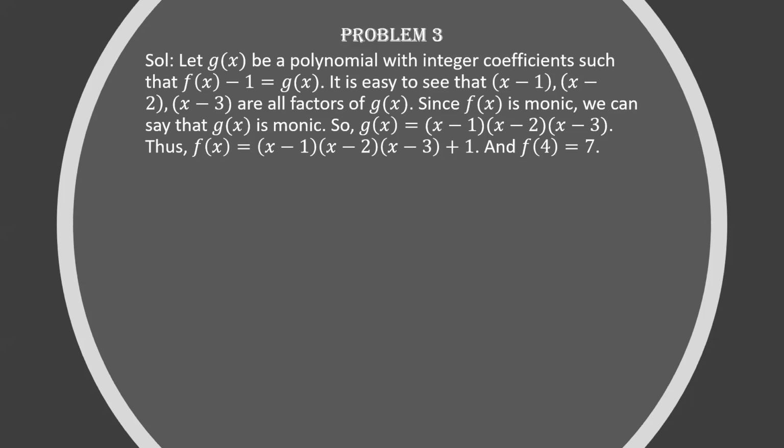Then f of 5 will be equal to 25. The crucial step in the solution was expressing g of x in terms of f of x as f of x minus 1 is equal to g of x. And then we can directly go by factor theorem and we can go ahead, and thus this is the solution.